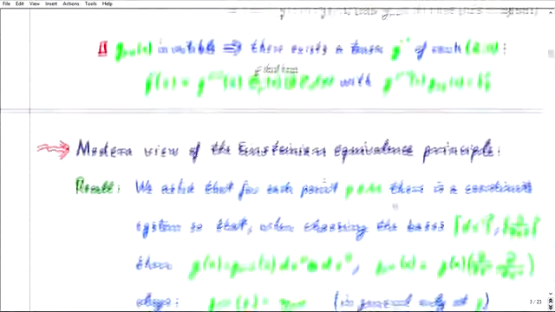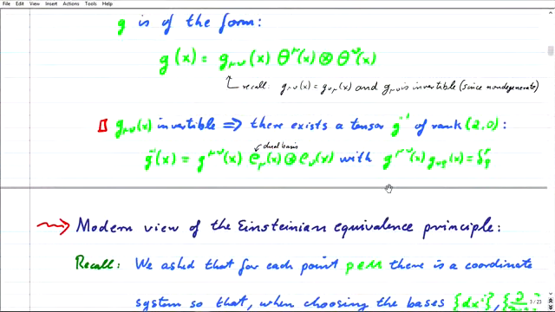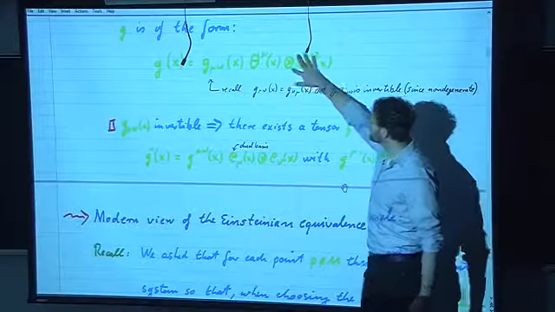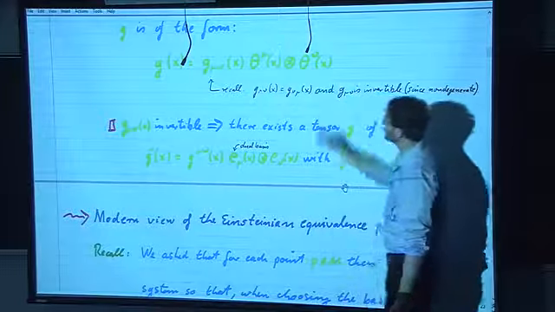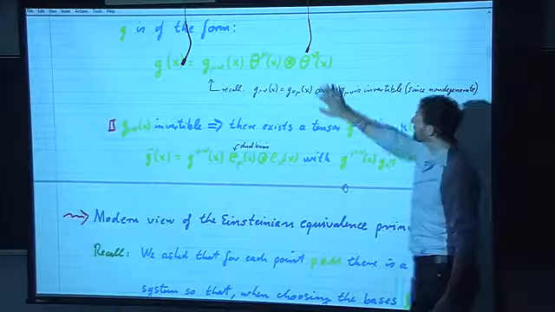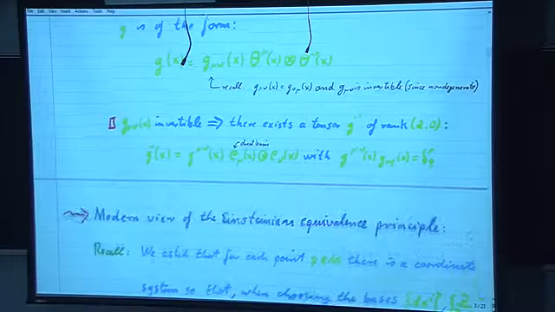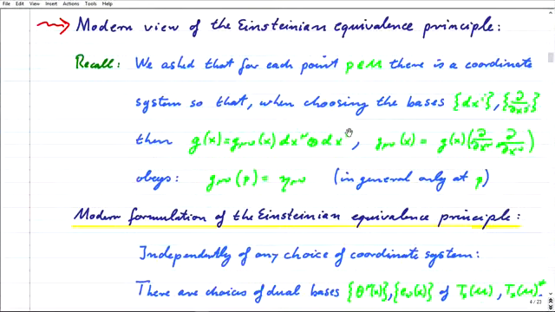So now that we've allowed ourselves an arbitrary choice of basis in the cotangent space, and therefore also in the tensor space, in the space of covariant two tensors, now that we've allowed ourselves an arbitrary choice there, we can reformulate in a more modern way what Einstein's equivalence principle is. We can reformulate in a more modern way what Einstein's requirement on the metric tensor was.